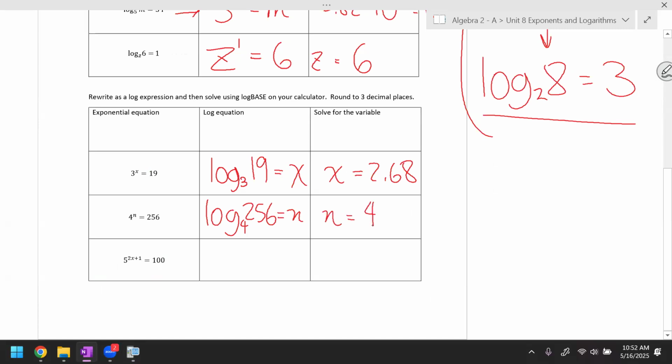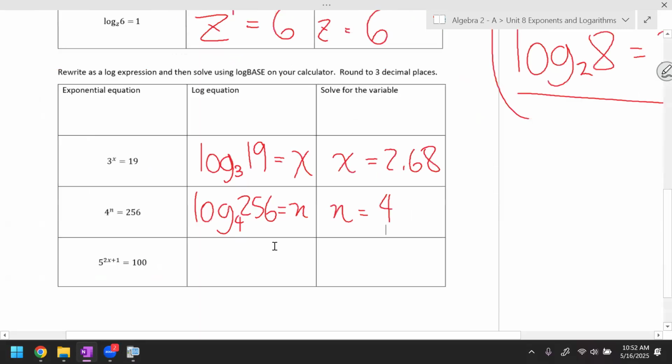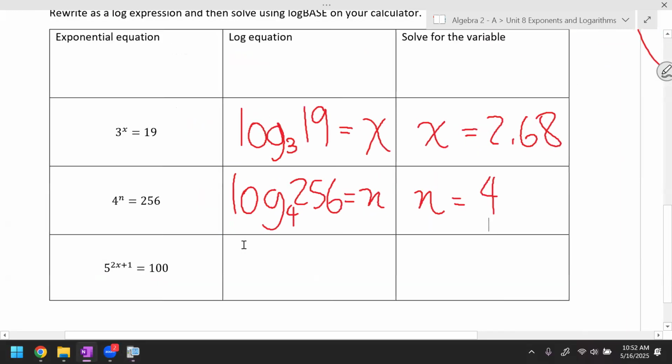And how about this? 5 to the power of 2x plus 1 equals 100. Okay, so I have to notice here that 2x plus 1 is inside of my exponent. So it's already ready to convert. Now I'm going to run through a couple of examples after this to show where we may not be immediately ready to convert, but here we can, okay?